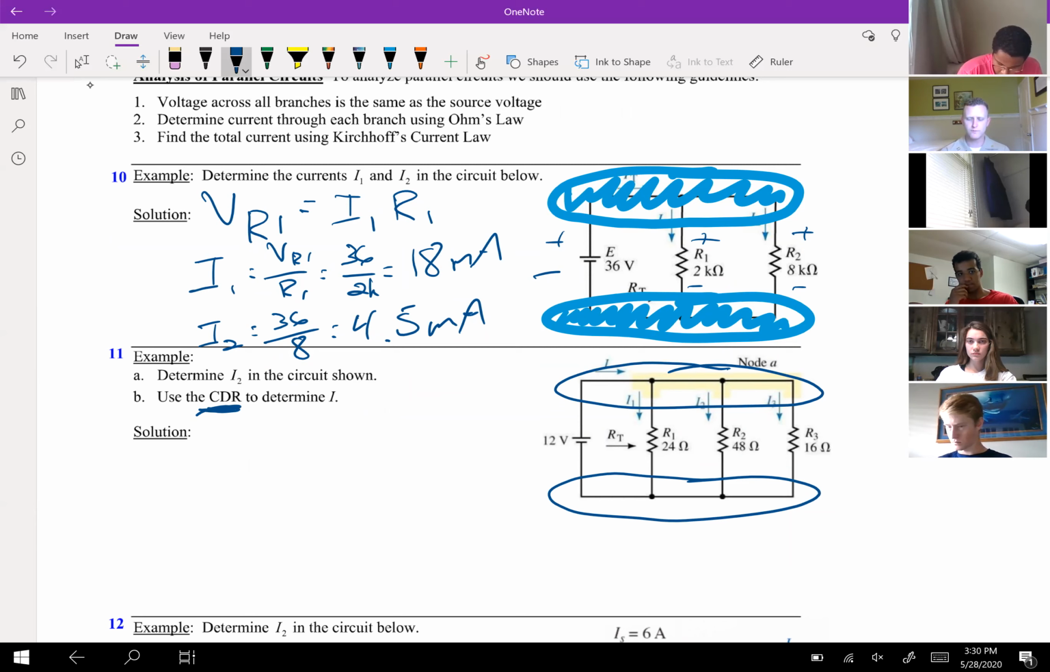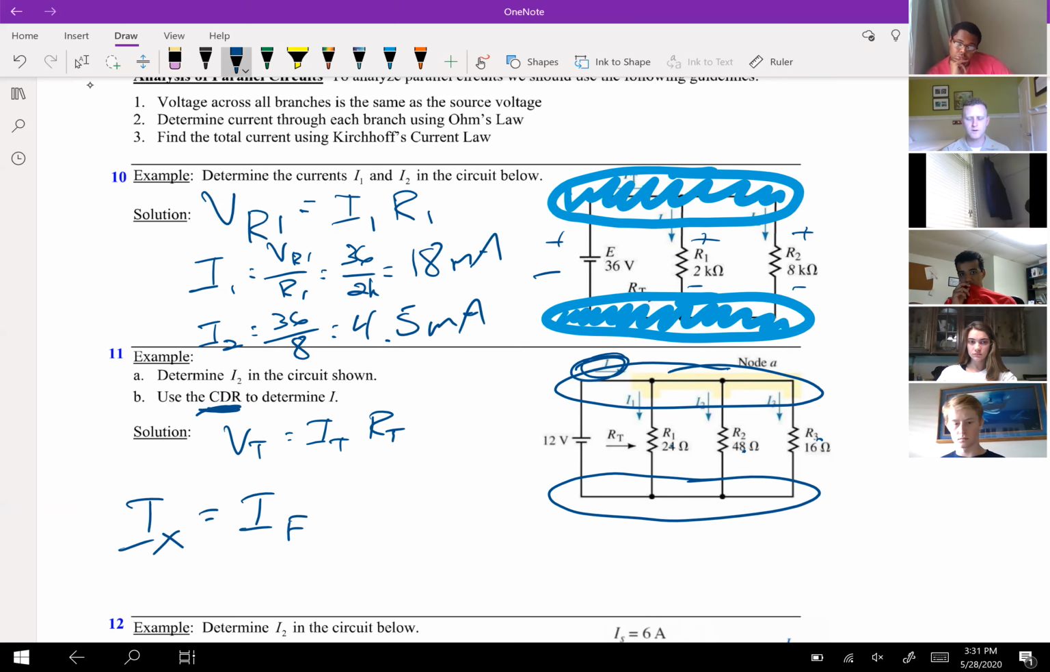So I could solve for the I total, right? I don't have I total, but I could solve for it because I could solve R total, all 3 of these together in parallel. Then I could use Ohm's law, right? For the total, V total equals I total times R total. And then once I have I total, I can use the current divider rule.